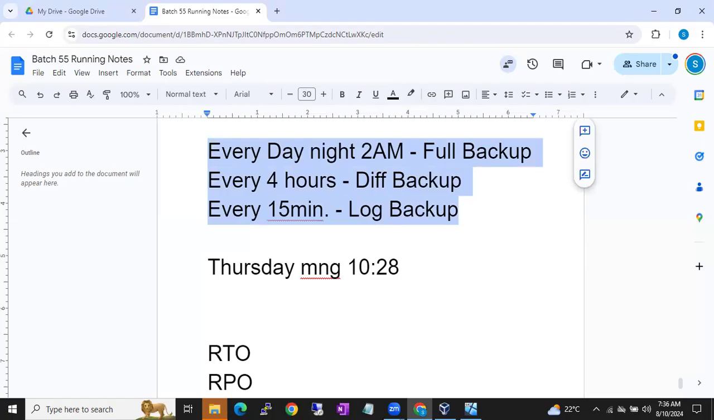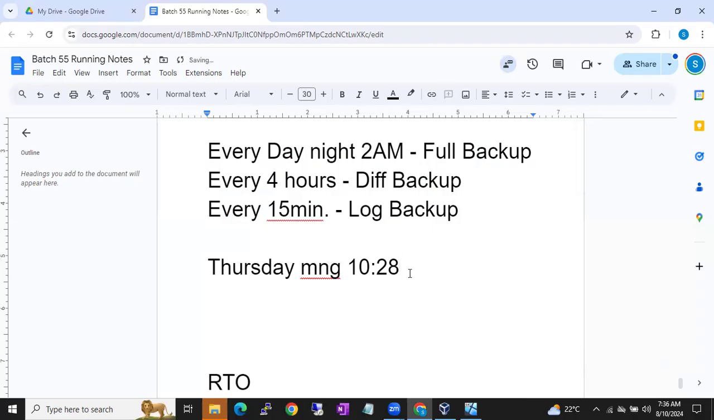Okay, so let's discuss, guys. Thursday morning, 10:28, right? It was corrupted. So now what we can do: Thursday early morning, 2 a.m., a full backup will be there. Every day at 2 a.m. we are taking the backup. So we use the Thursday full backup first, and then every 4 hours we are running a differential backup. In this scenario, always only one differential backup.